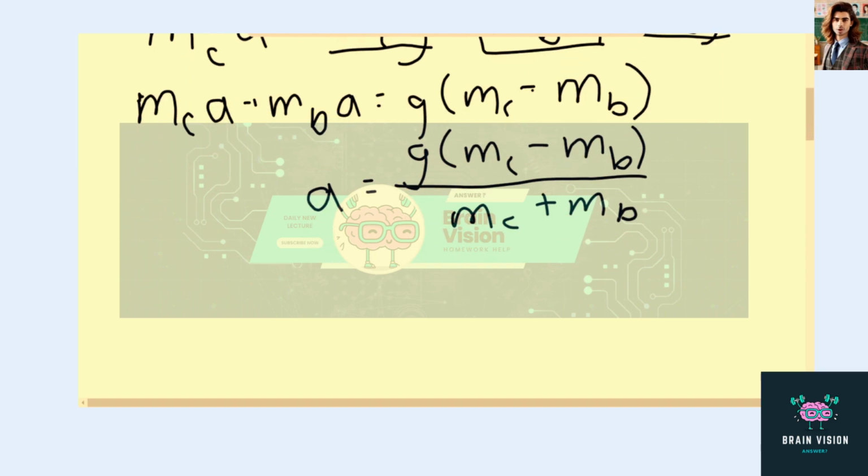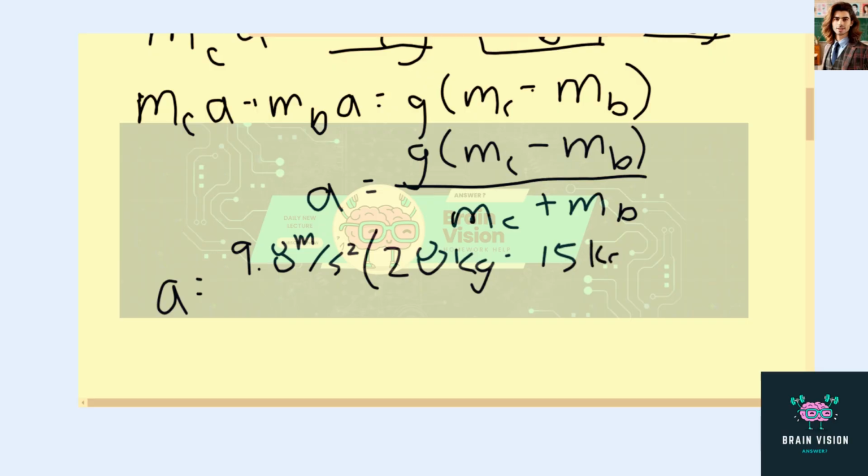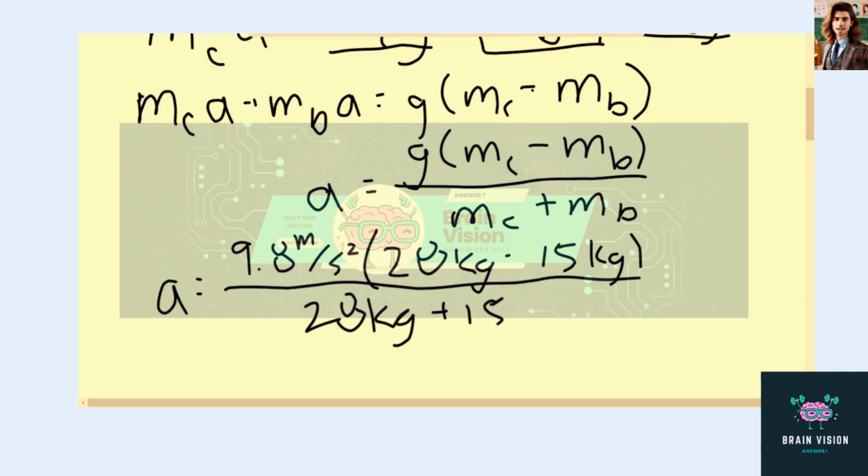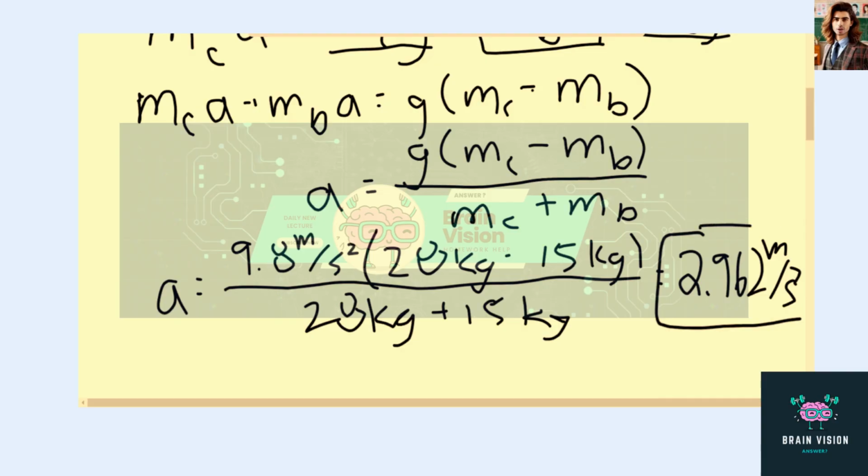All right, and now that we've figured out an expression that defines our acceleration, all we have to do is plug in numbers. So we have a is equal to 9.8 meters per second squared times 28 kilograms minus 15 kilograms over the sum of those same masses, so 28 kilograms plus 15 kilograms. And when we simplify everything, that gives us an acceleration of 2.962 meters per second squared. And that is the amount that the pallet of bricks is accelerating upwards. So I'll go ahead and box that answer.